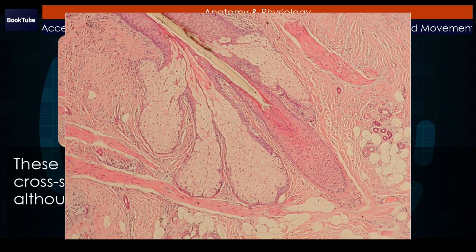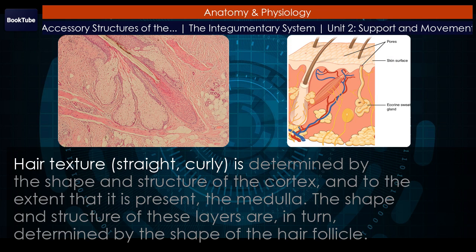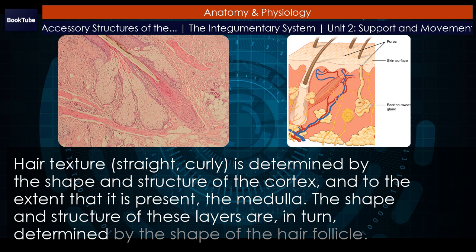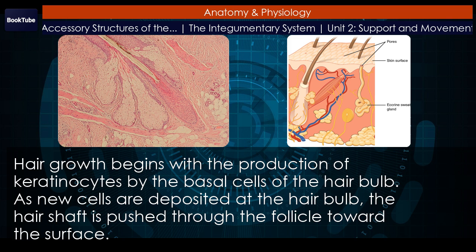Figure 2. Although not all hair has a medullary layer, hair texture, straight or curly, is determined by the shape and structure of the cortex, and to the extent that it is present, the medulla. The shape and structure of these layers are, in turn, determined by the shape of the hair follicle. Hair growth begins with the production of keratinocytes by the basal cells of the hair bulb. As new cells are deposited at the hair bulb, the hair shaft is pushed through the follicle toward the surface.